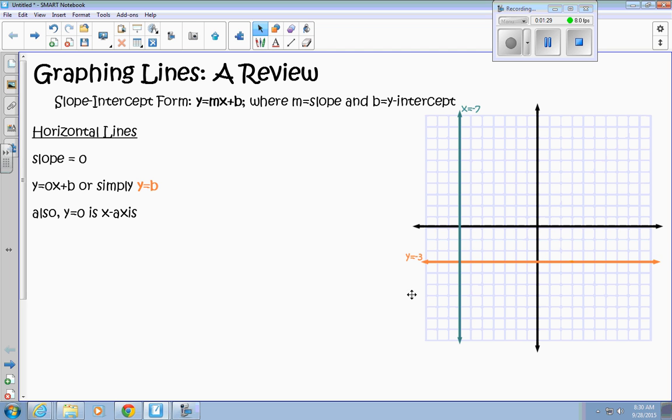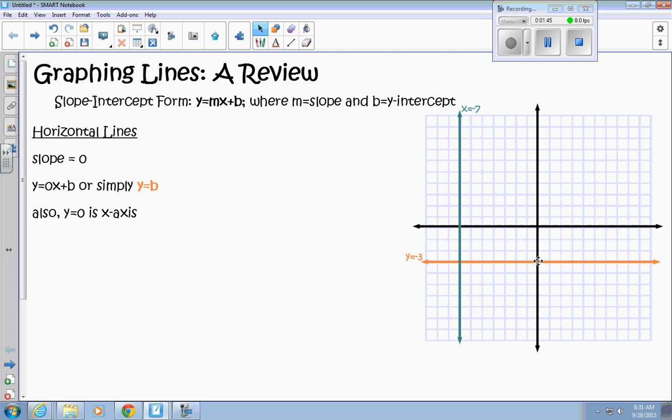It's important to note that this is confusing for people because people think of y, so they immediately think of vertical. But the equation y equals -3 is telling you that I want the line where every point on the line has a y coordinate of -3.